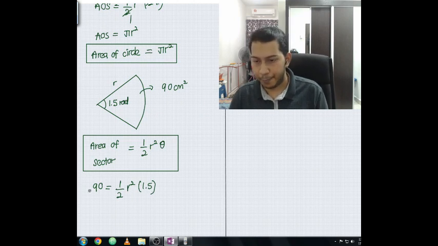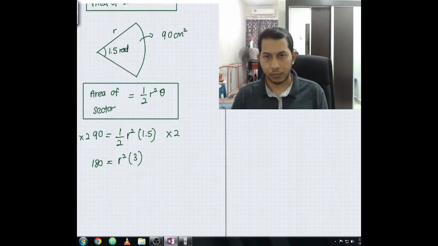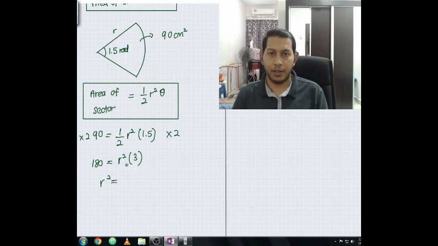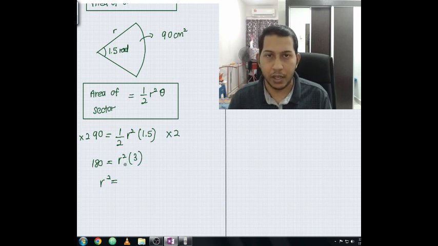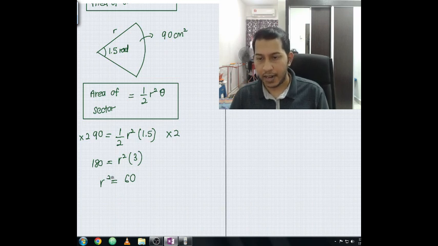So from here you times the equation by 2 on both sides. You get 180 is equal to r square times 3. So r square is equal to 180 divided by 3. 180 divided by 3, so you get r square is equal to 60. To get r, it will be equal to the square root of 60.